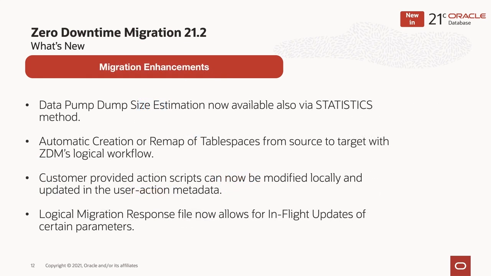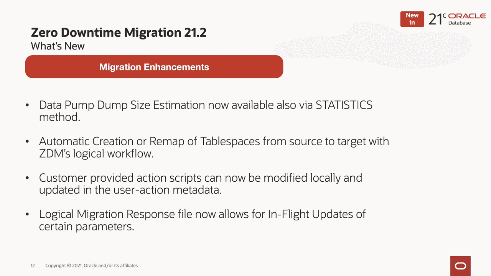There have also been new migration enhancements in 21.2. Among them, when we're doing Data Pump dump size estimations, we can also now do it via the statistics method. Now, for the logical workflow, there's an automatic creation or remapping of tablespaces from the source to the target. Any user-provided action script can now be modified locally and updated in the user action metadata.